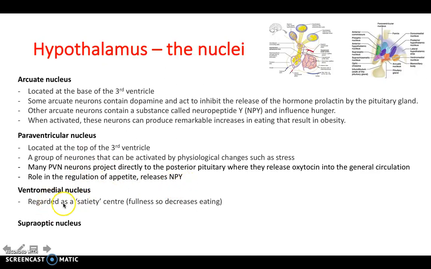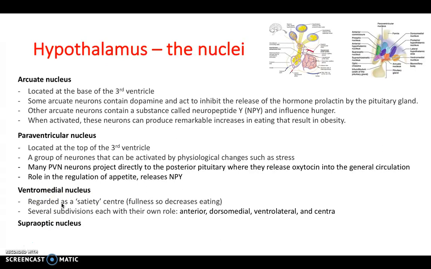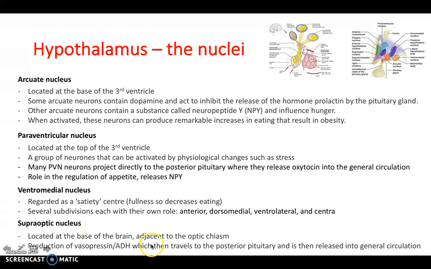The ventromedial nucleus, this is regarded as our satiety centre, so it's our fullness centre really, so therefore it decreases eating. And it also has several subdivisions which are involved in other roles. Supraoptic nucleus then, this is located at the base of the brain and it's adjacent to the optic chiasm. And it's important in the production of ADH, antidiuretic hormone, or vasopressin, which again travels to the posterior pituitary and then is released into the general circulation.